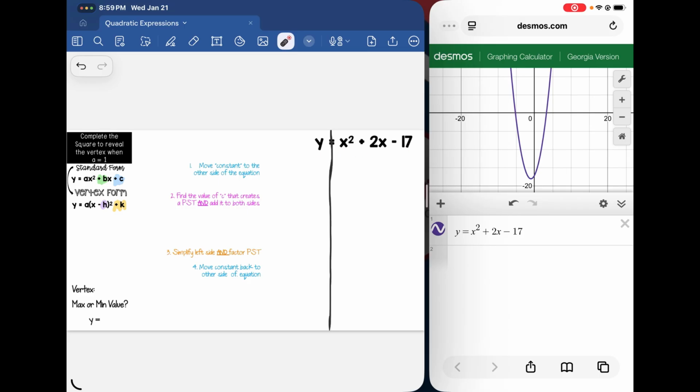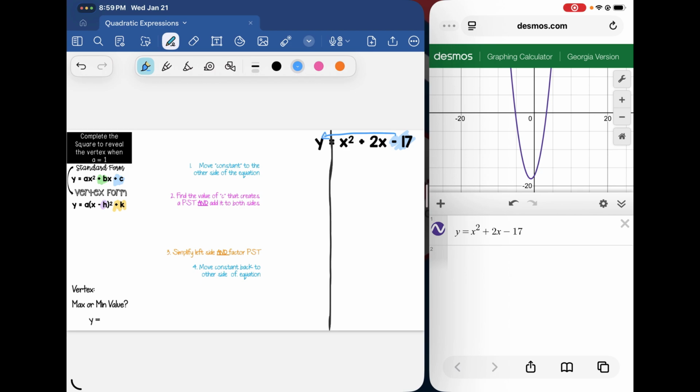First of all, this is not a perfect square trinomial because when I look at that last number over there, that negative 17, half of 2 squared isn't 17. So this number over here is going to be a perfect square, and it isn't. So I need to move it away so I can actually create a perfect square trinomial. So I'm going to move this negative 17 to the other side of the equation.